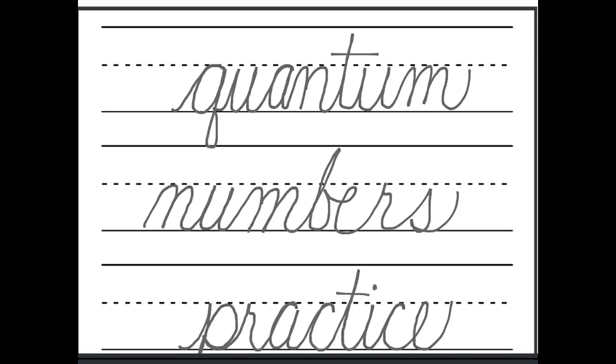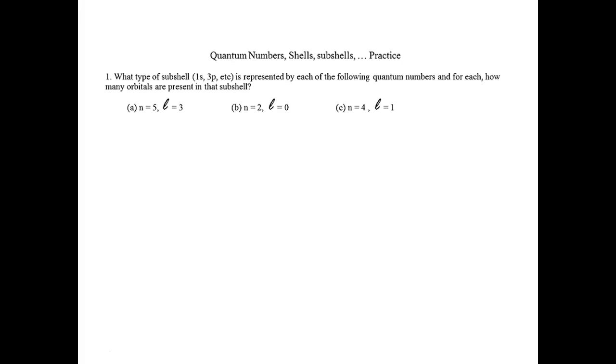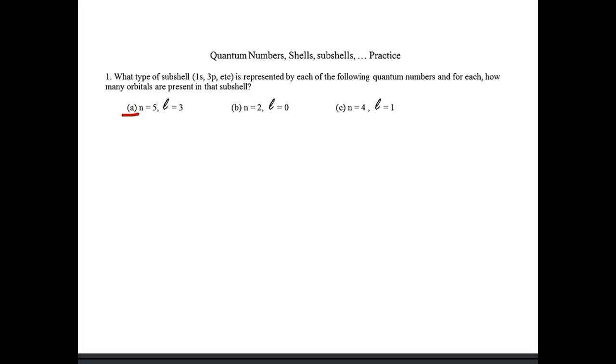Since quantum numbers are so abstract, I think it's probably a good idea to practice these. So we're going to do some practice problems. Let's start with number 1. What type of subshell is represented by each of the following quantum numbers? And for each, how many orbitals are present? So we'll do part A. N equal 5 means it's the 5th shell. So our orbital designation is going to start with a 5. L equal 3 represents an F subshell. So the orbital designation, this type of subshell, is 5F.